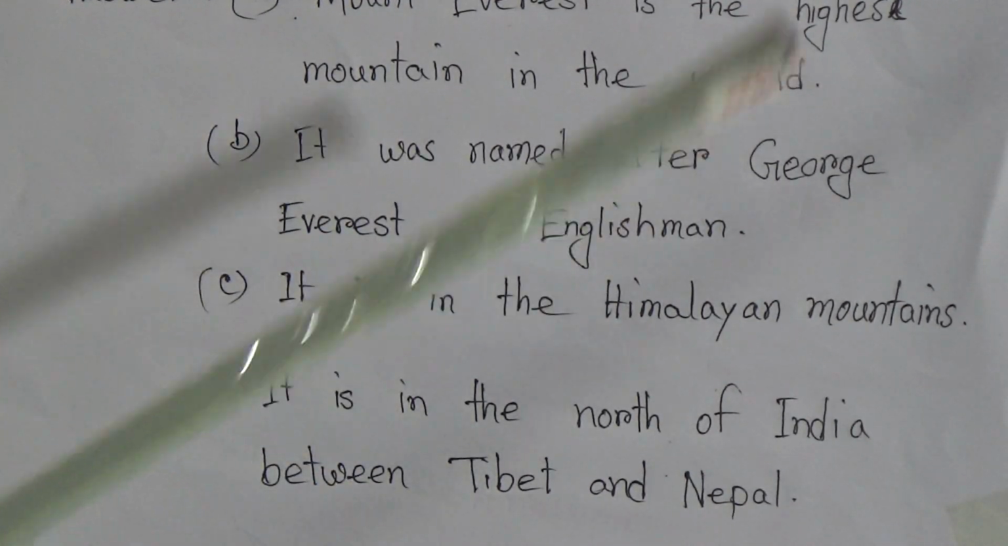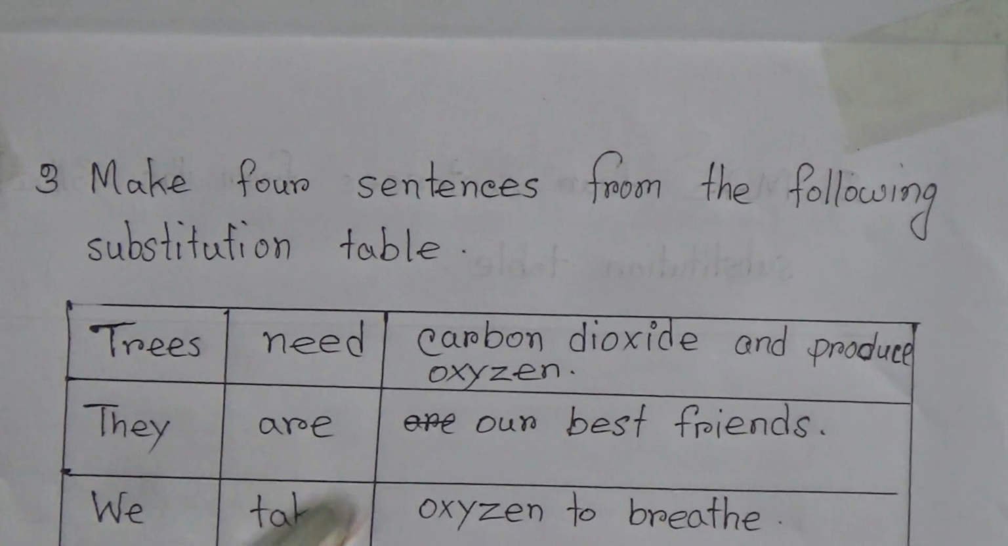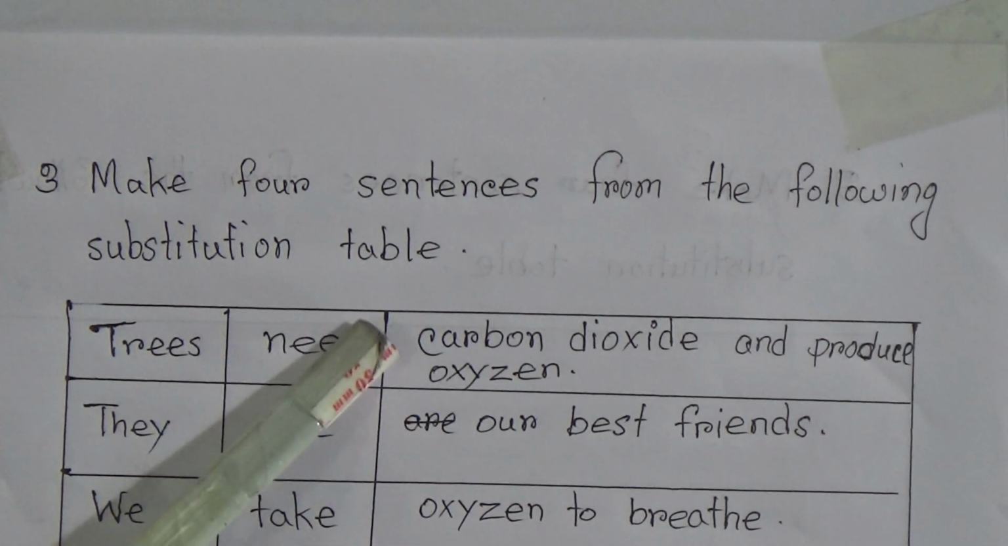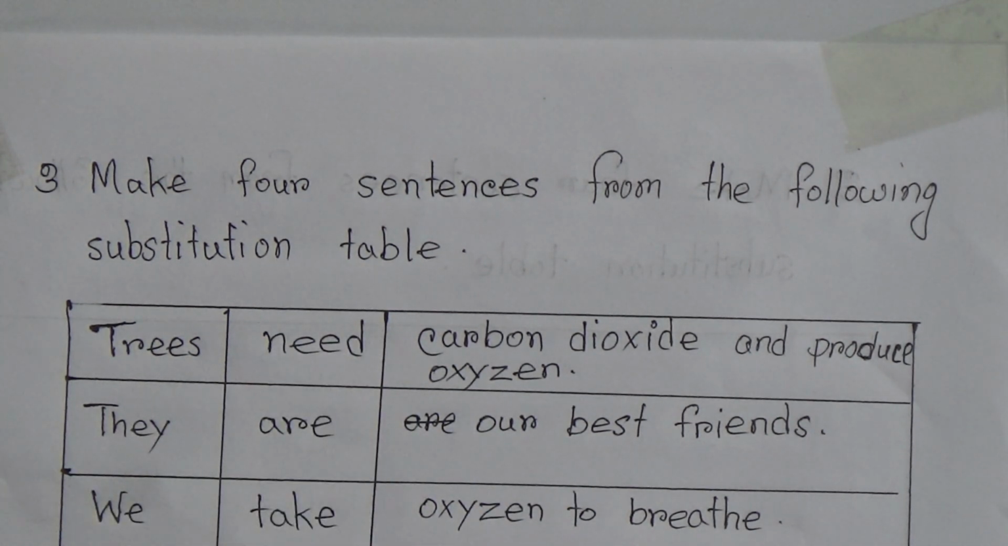So let's see number 3. In this table we have some sentences about trees. Trees, they, we. And then the verbs need, are, take, then carbon dioxide and produce oxygen, our best friends, oxygen to breathe, and very useful to men.